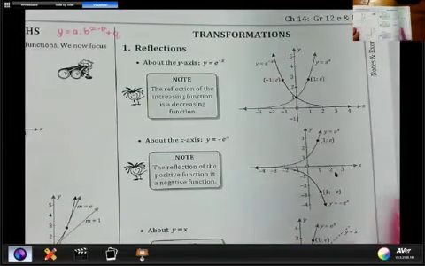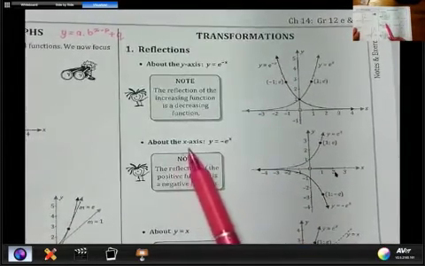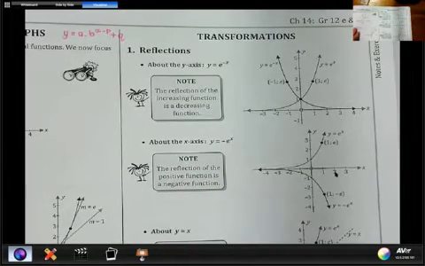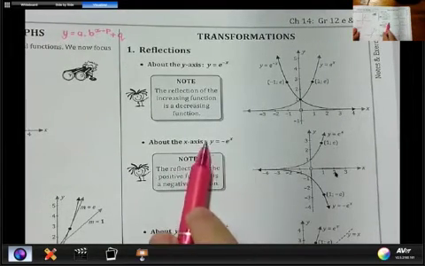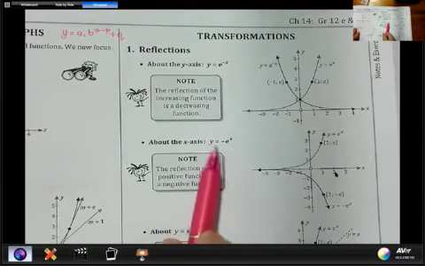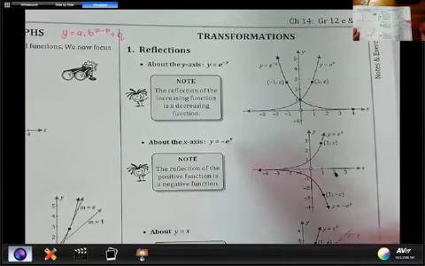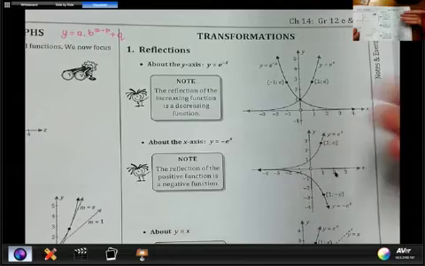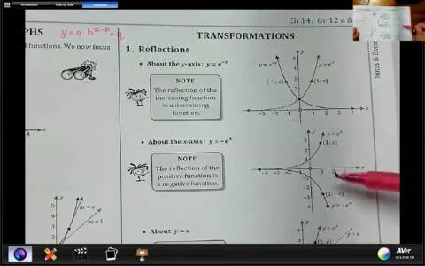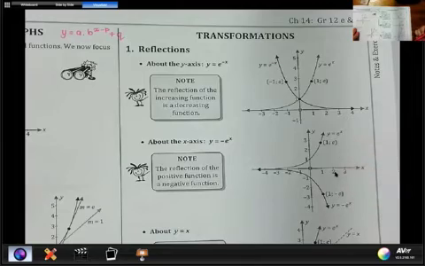Okay. If we reflect about the x-axis, remember when you reflect about the x-axis, then the y value changes. So we would say negative y equals e to the x, but then we would have to take that minus over. So that's why we get y equals negative e to the x. And we can see this graph has now just flipped over the x-axis. All the y values now become negative.